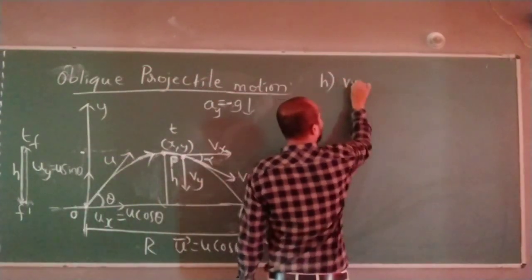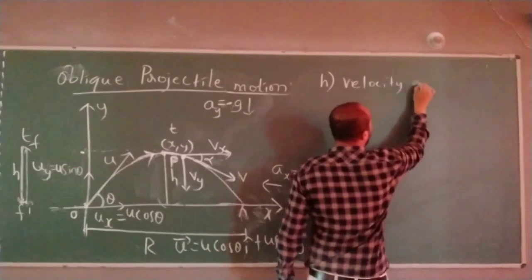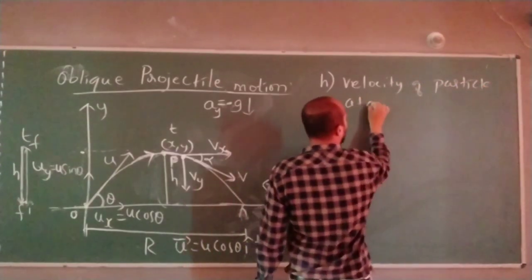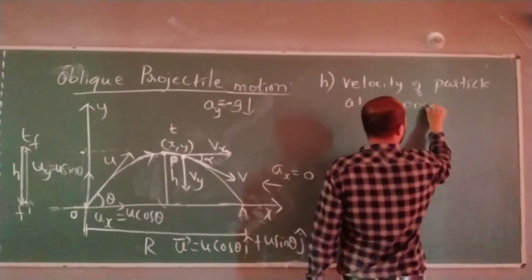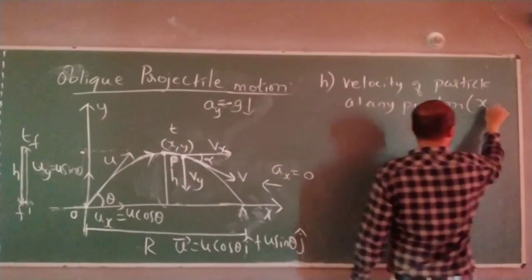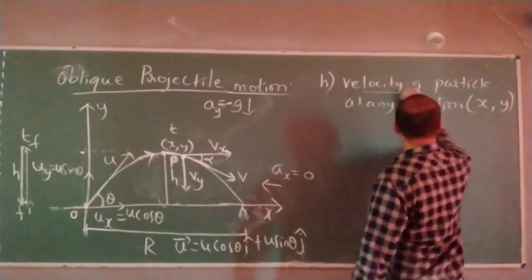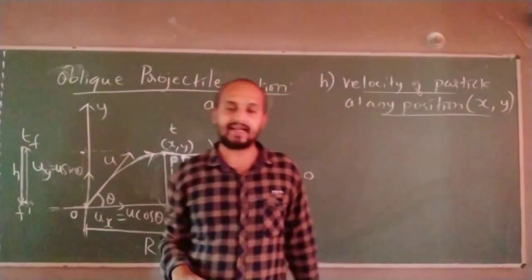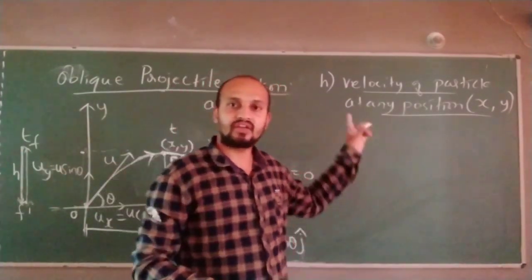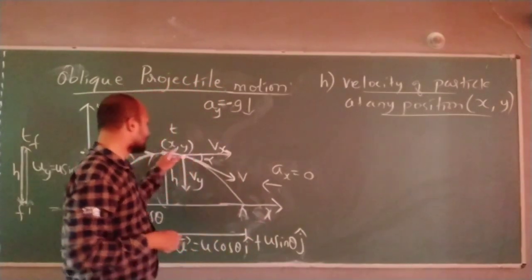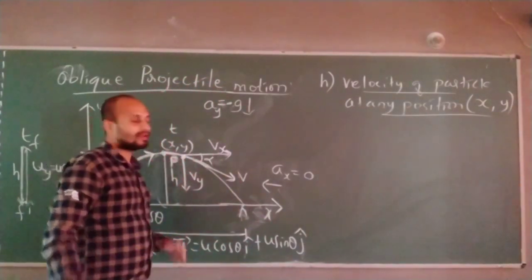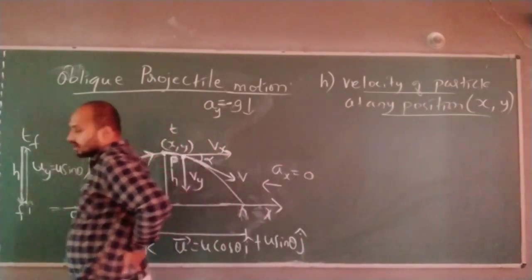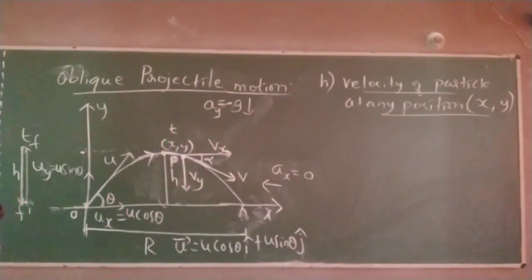Let the velocity of the particle be V at any position x, y. Previously I found the velocity of the particle in terms of time t. Now I am finding the velocity of the particle at any position x, y. So basically I will try to write the equations in terms of x and y.